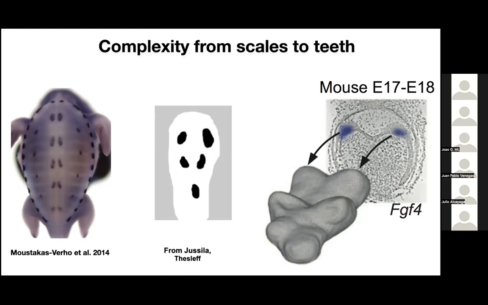And this is shown a little bit in these purple spots. Those are the signaling centers in section. And then this 3D reconstruction is showing the cusps, so these bumps on the teeth that are going to be the final pattern from the development of teeth.